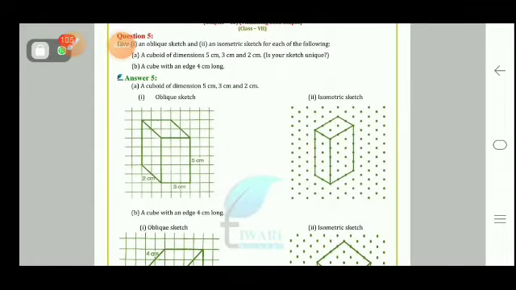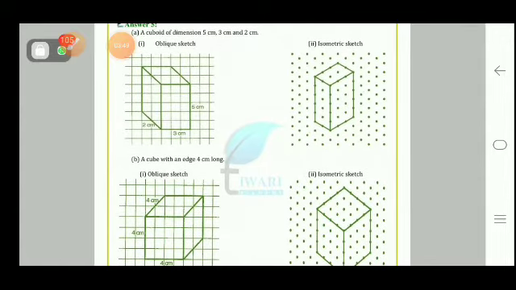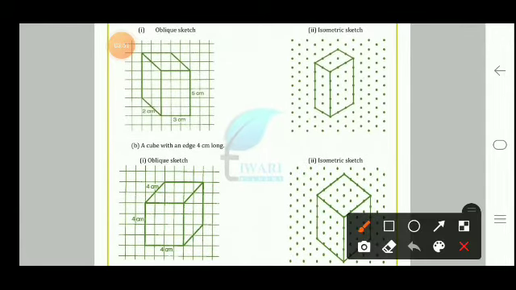Then moving towards the next question, again it asks for an oblique sketch and an isometric sketch for each of the following: a cuboid of dimensions 5, 3 and 2, and a cube with edge 4. So here we can see 5, 3 and 2, and this is how we make the oblique sketch. Now for the isometric, with the same dimensions we are making this. Then again we are making a cube with side 4, so we can see a cube, and again the isometric we can see here.